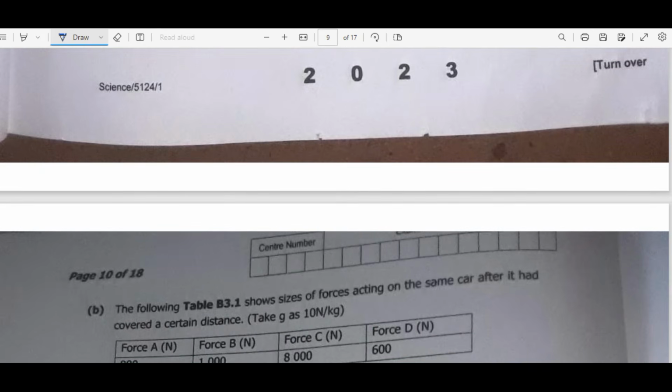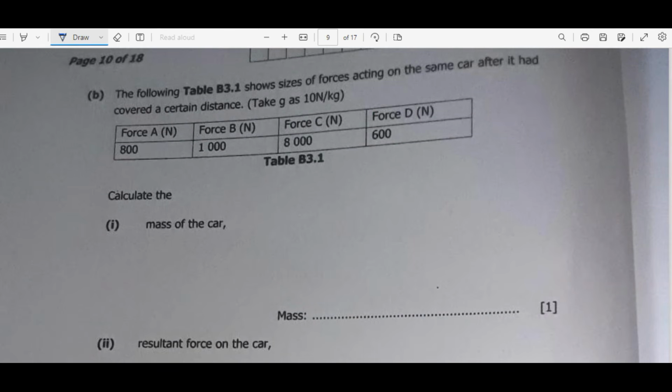Then we move on to question B. The following table B3.1 shows sizes of forces acting on the same car after it had covered a certain distance. So take gravity as 10 newtons per kg. Force A is 800, force B 1000, force C 8000, then our D is 600. So calculate the mass of the car. So we can't use the second law of motion since we don't have the net force here and the acceleration is not given. So what can we do?